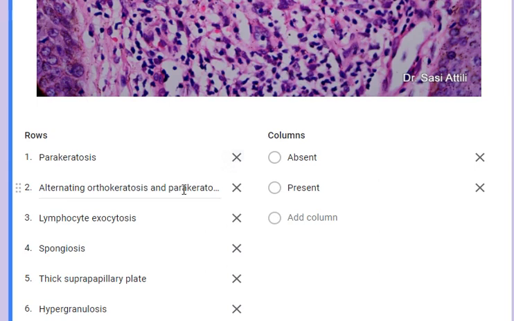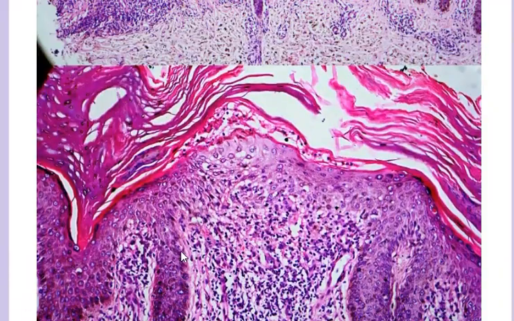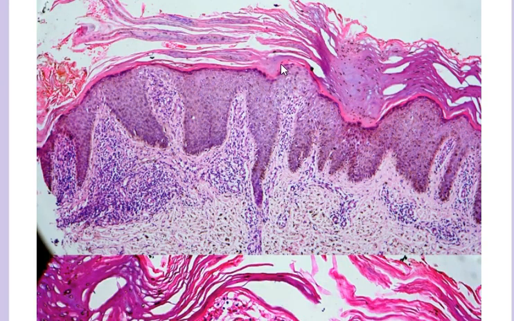There is no alternating orthokeratosis and parakeratosis. When I say alternating in horizontal and vertical directions, you should see a band of parakeratosis here and orthokeratosis here, again parakeratosis, then orthokeratosis. That is absent here. These are not alternating. Here the parakeratosis is confluent. You can see the parakeratosis throughout actually. Here you're seeing just more compact hyperkeratosis. It's not orthokeratosis, it's compact hyperkeratosis. Here it's a bit more ortho with parakeratosis, but it's not alternating.